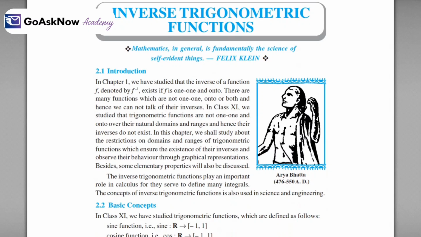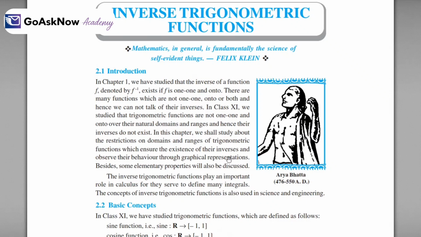There are many functions which are not one-one, onto, or both, and hence we cannot talk of their inverse. If the function is not one-one and onto, then we cannot talk of its inverse. Why we cannot find the inverse of that function, I have also told in the first chapter, so you can refer to that also.